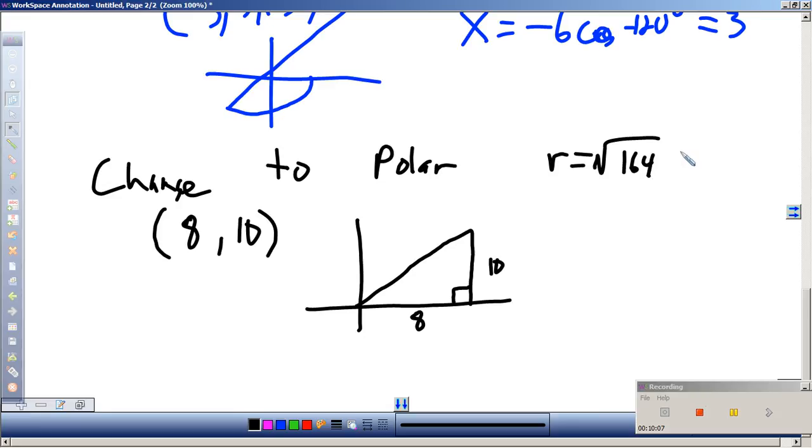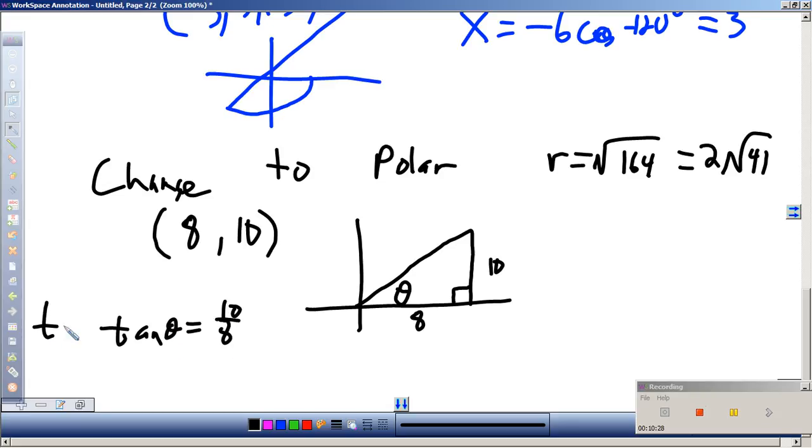which can be simplified to what? 2 square root 41. Okay. Now theta. How are we going to get that? Inverse tangent. So we can say tangent of theta equals 10 over 8. So now we're going to take tangent inverse. And that is something you're going to need a calculator for.